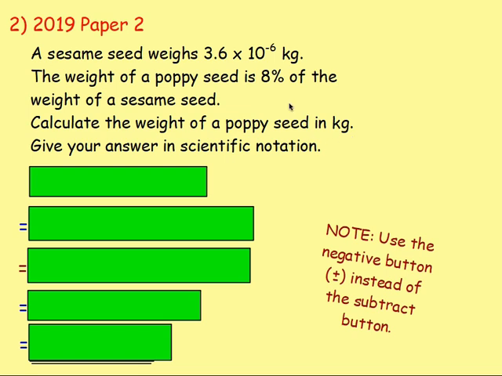So this time we are told the weight of a sesame seed, and we're told the poppy seed is only 8% of that. So the poppy seed is going to be a lot smaller. It's 8% of this weight.